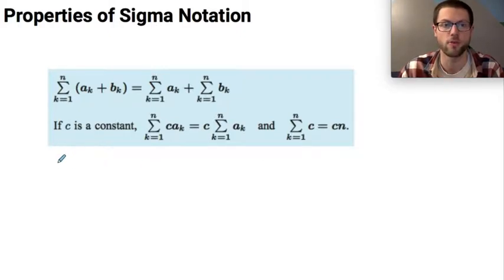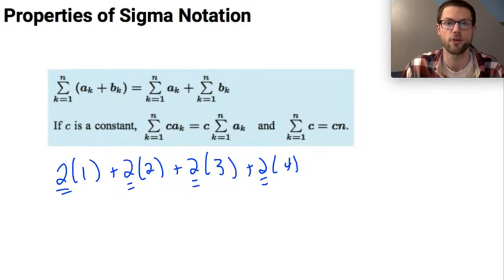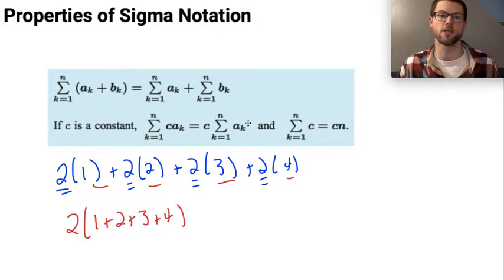If I were to multiply 2 times 1 plus 2 times 2 plus 2 times 3 plus 2 times 4, you're seeing here that I have this constant 2, and it's kind of like I have these terms 1, 2, 3, 4. And that's really the same thing as saying 2 times 1 plus 2 plus 3 plus 4, right? So this is the same thing going on here. It's like I'm factoring out this constant.